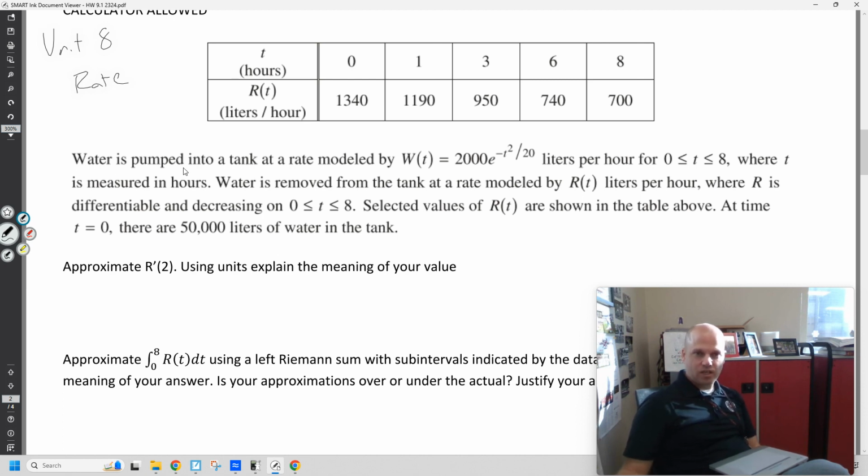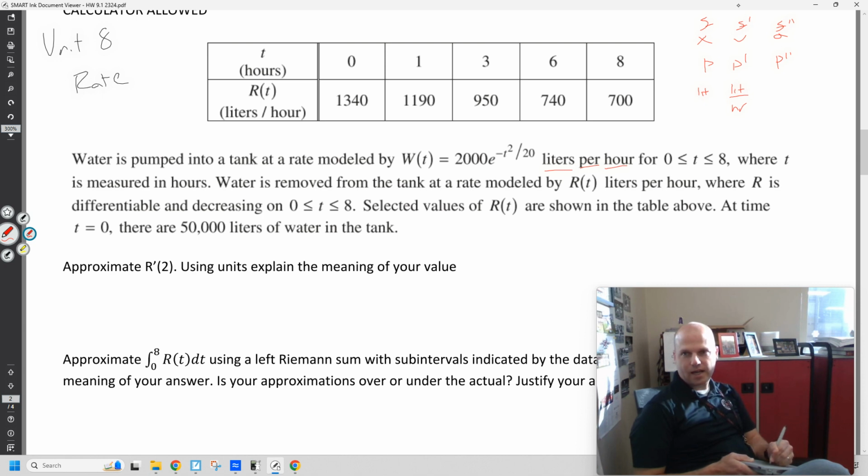We have water being pumped into a tank at a rate modeled by W. All right, so this is our rate in liters per hour. Remember, it goes position, velocity, acceleration; F, F prime, F double prime; position, position's derivative, position's second derivative. We are given liters per hour. Liters per hour would fall here in the velocity, in the derivative category. Liters per hour squared would be an acceleration, the second derivative. If we want to find a position, we would need to accumulate.